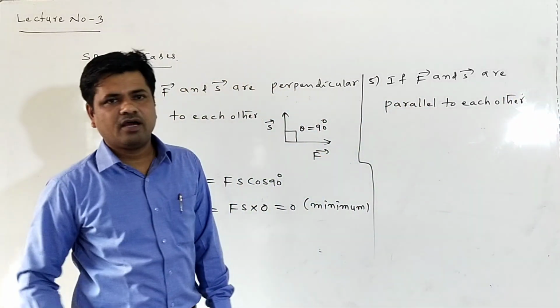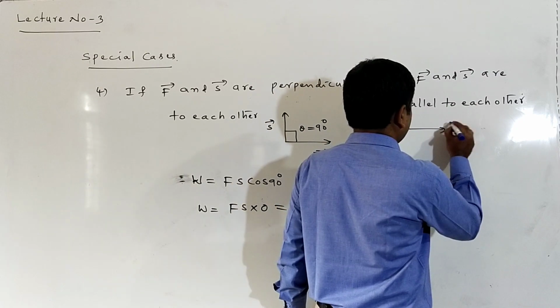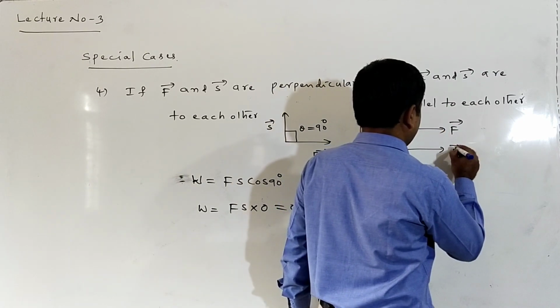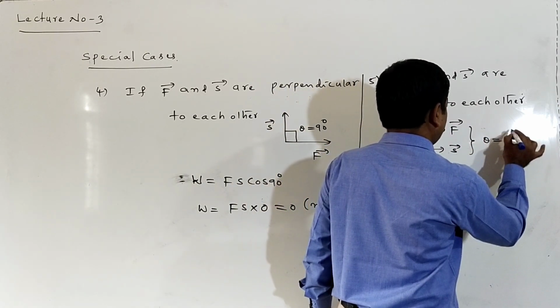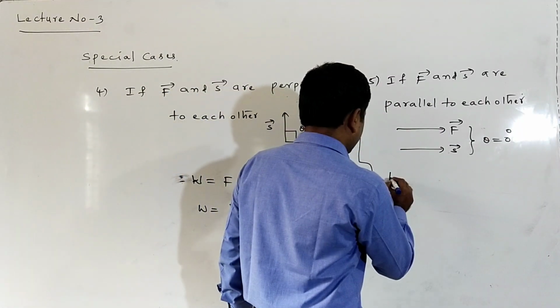F bar and S bar are parallel to each other. Parallel to each other means this is the F bar, this is the S bar. Parallel means theta is equal to how many degrees? 0 degrees.